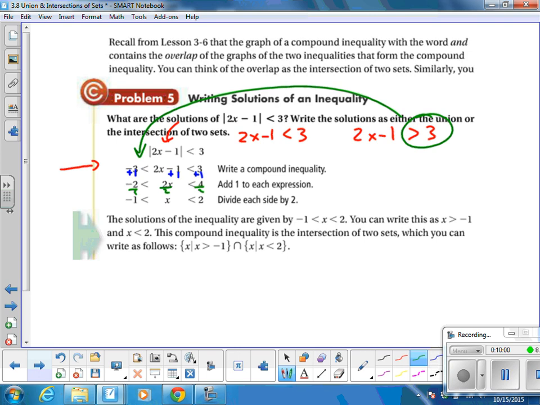Now the solutions of the inequality are given by this statement, which we found, and we can write it as x is greater than -1 and x is less than 2. And this is the notation we would use to represent what we said, where we're saying x such that x is greater than -1, and the intersection of x such that x is less than 2. So we're looking at this as an and.